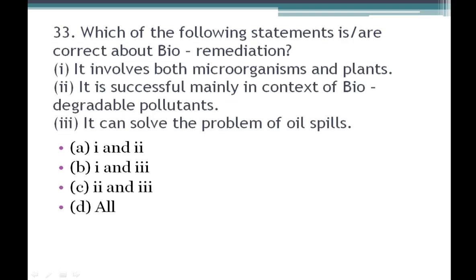Question number 33. Which of the following statements is or are correct about bioremediation? Number 1. It involves both microorganisms and plants. Number 2. It is successful mainly in context of biodegradable pollutants. Number 3. It can solve the problems of oil spills. So the correct option is option D, that is all of the above.